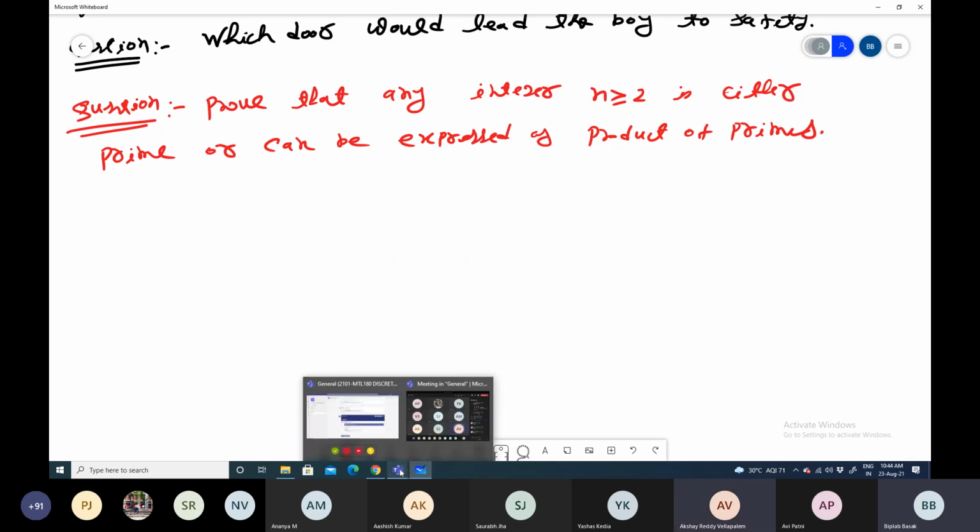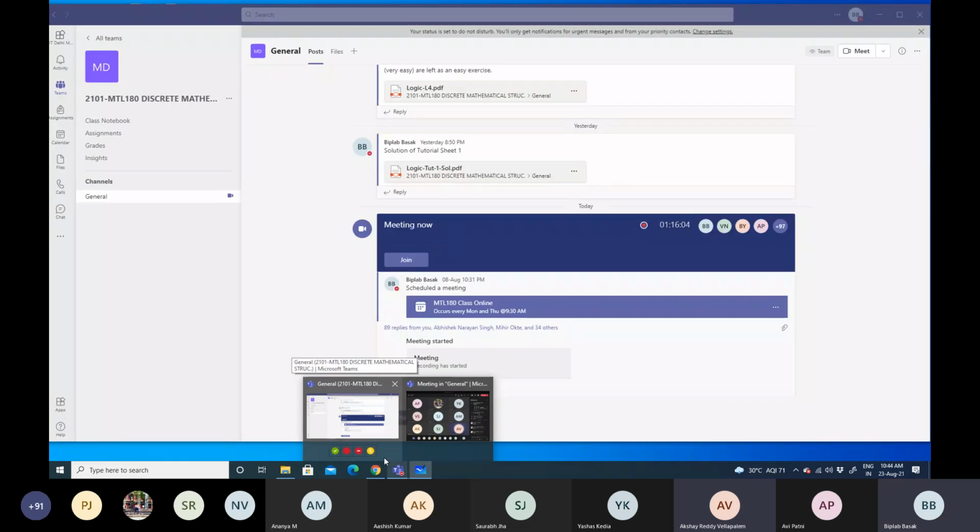Sir, what exactly do we define here? Okay, fine. So we define prime as numbers whose only factors are one and itself, right? Right, right. Okay, nothing else. Okay, fine.